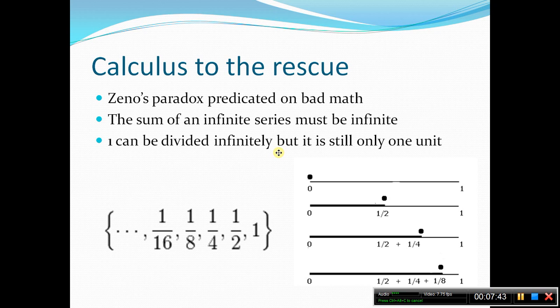However, that is not the case. Zeno's paradox is predicated on bad math. The sum of an infinite series must be infinite. That was the assumption he's working under, and it's false. A single unit, like 1, the number, can be divided infinitely, but it's still only 1 unit.